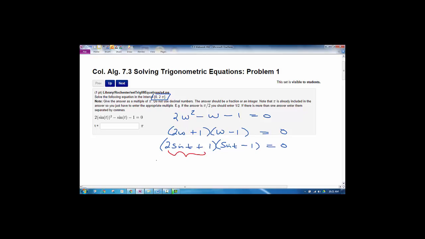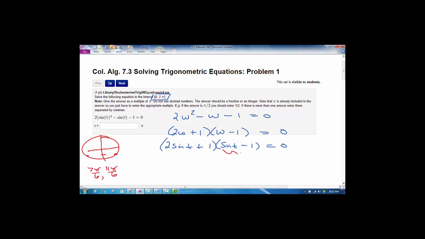The first part first, if I set that equal to 0, and I subtract 1 and divide by 2, I get sine of t equals negative 1/2. So we're looking for that in the unit circle. Where does the sine equal negative 1/2? Well, that's here and here at 7 pi over 6 and 11 pi over 6.